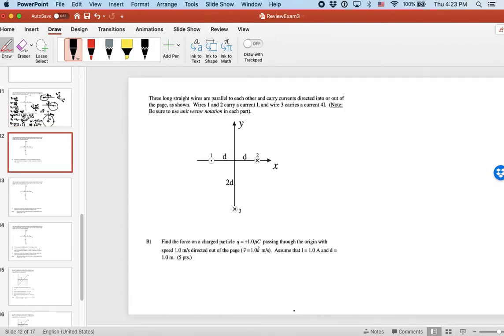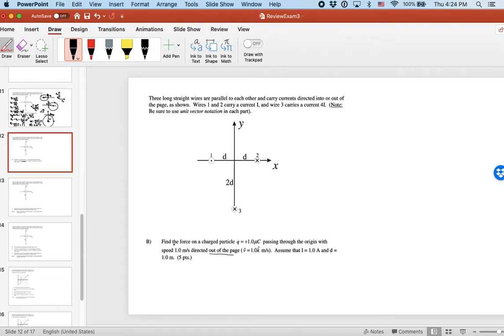And this says, find the force on a charged particle passing through the origin with this speed, 1 meter per second, and the charged particle is moving out of the page toward us, and it gives us the value for the current and the value for d.